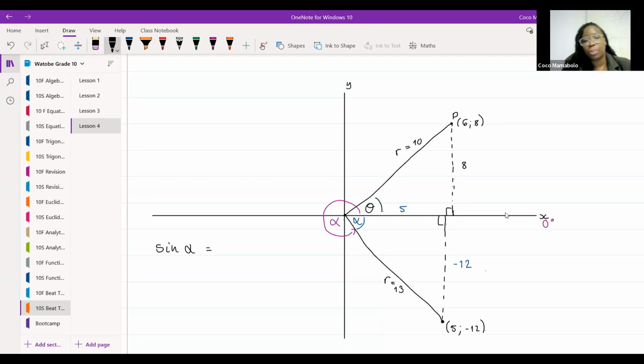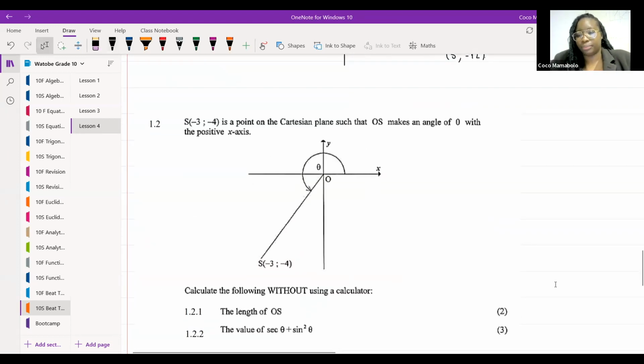Think about it. Sine would be opposite over hypotenuse, or y over r. Ooh, it won't be 5. That's it. Good. No worries, Samuel. Good, Nico. That's it, Asbonge. That's it, Anna. Good. It's negative 12 over 13.